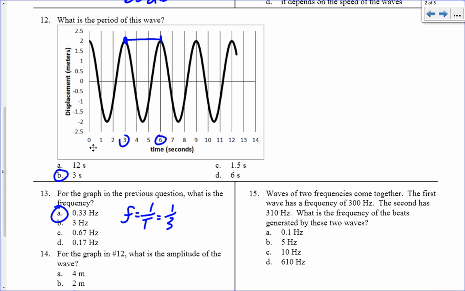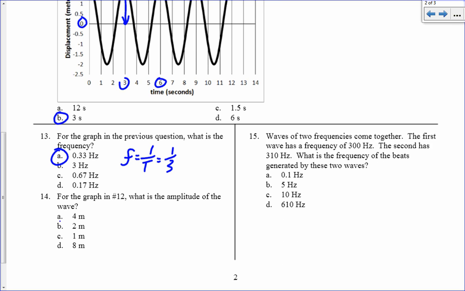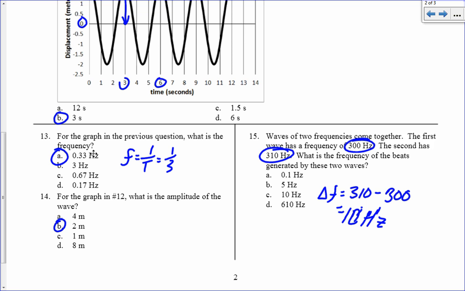What is the amplitude of the wave? The amplitude is the distance from here to here. That's from 0 to 2 meters. So the amplitude is 2 meters. And here I have two frequencies that come together, 300 hertz, 310 hertz. What is the frequency of the beats? It's going to just be the difference, 310 minus 300. So the frequency of the beats is 10 hertz.